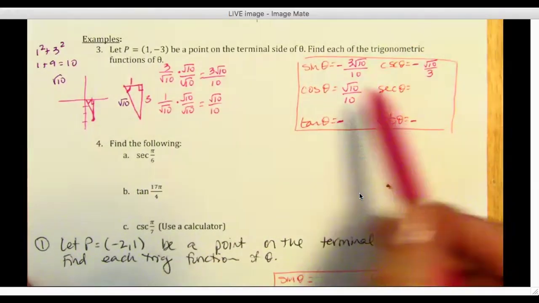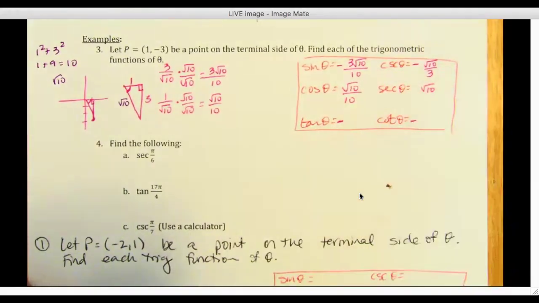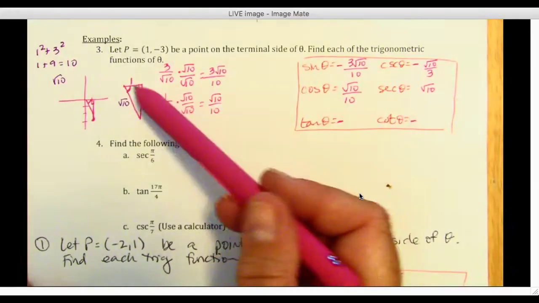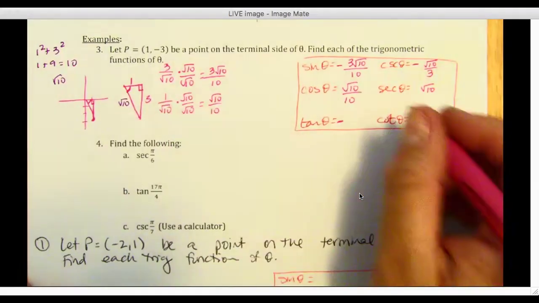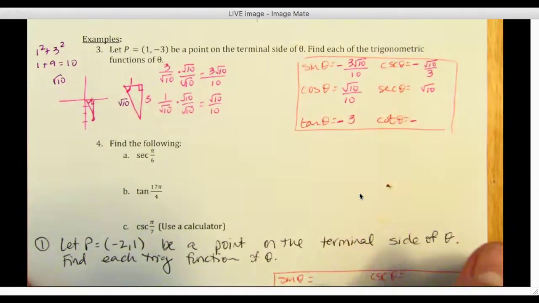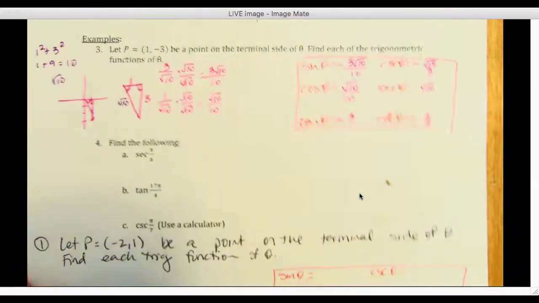And then secant is the reciprocal of cosine. So that would be square root of 10 over 1, which is just the square root of 10. Now tangent is opposite over adjacent, so 3 over 1. And we already have the negative on there, so that'll be negative 3. And then cotangent is the reciprocal of tangent, or adjacent over opposite, and that would be 1/3, and it already has the negative on there.